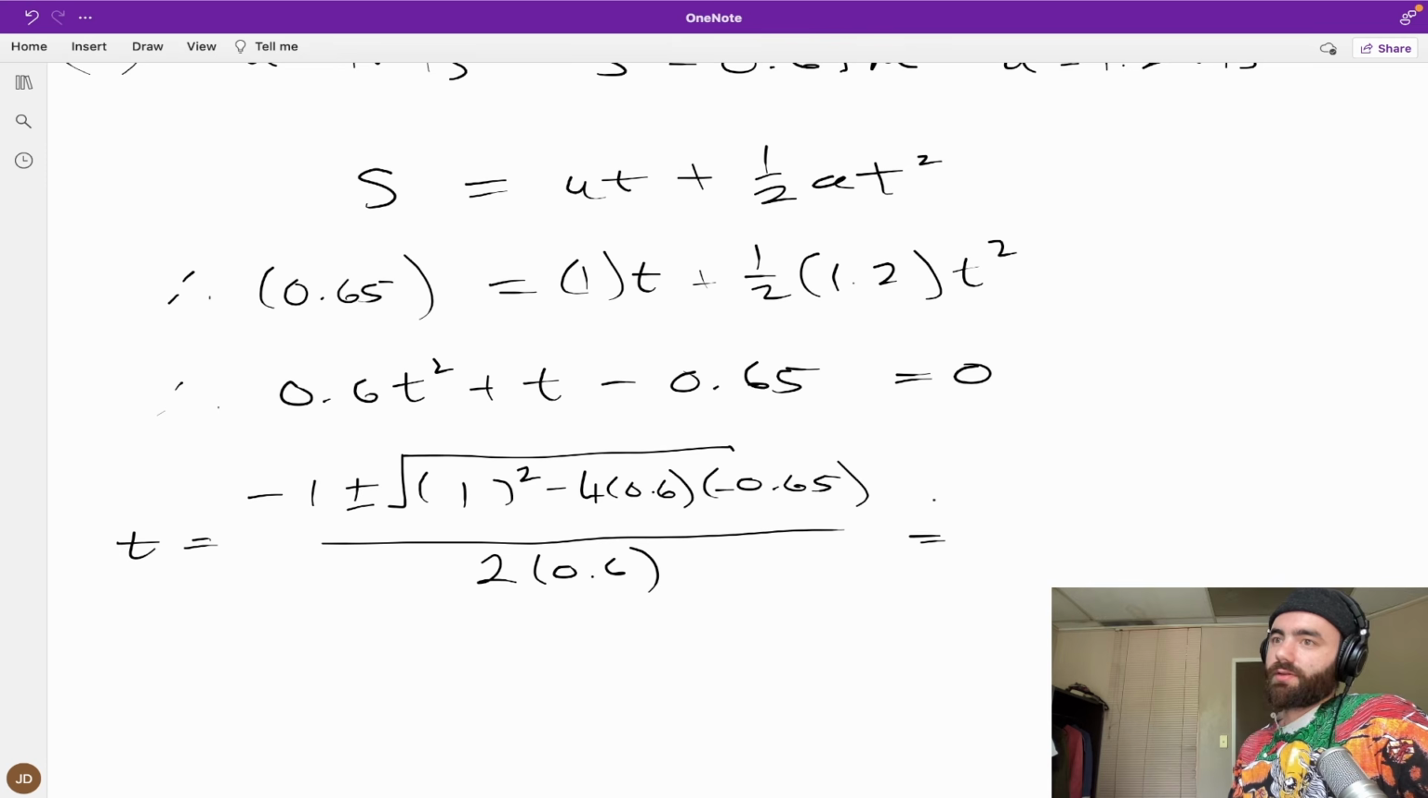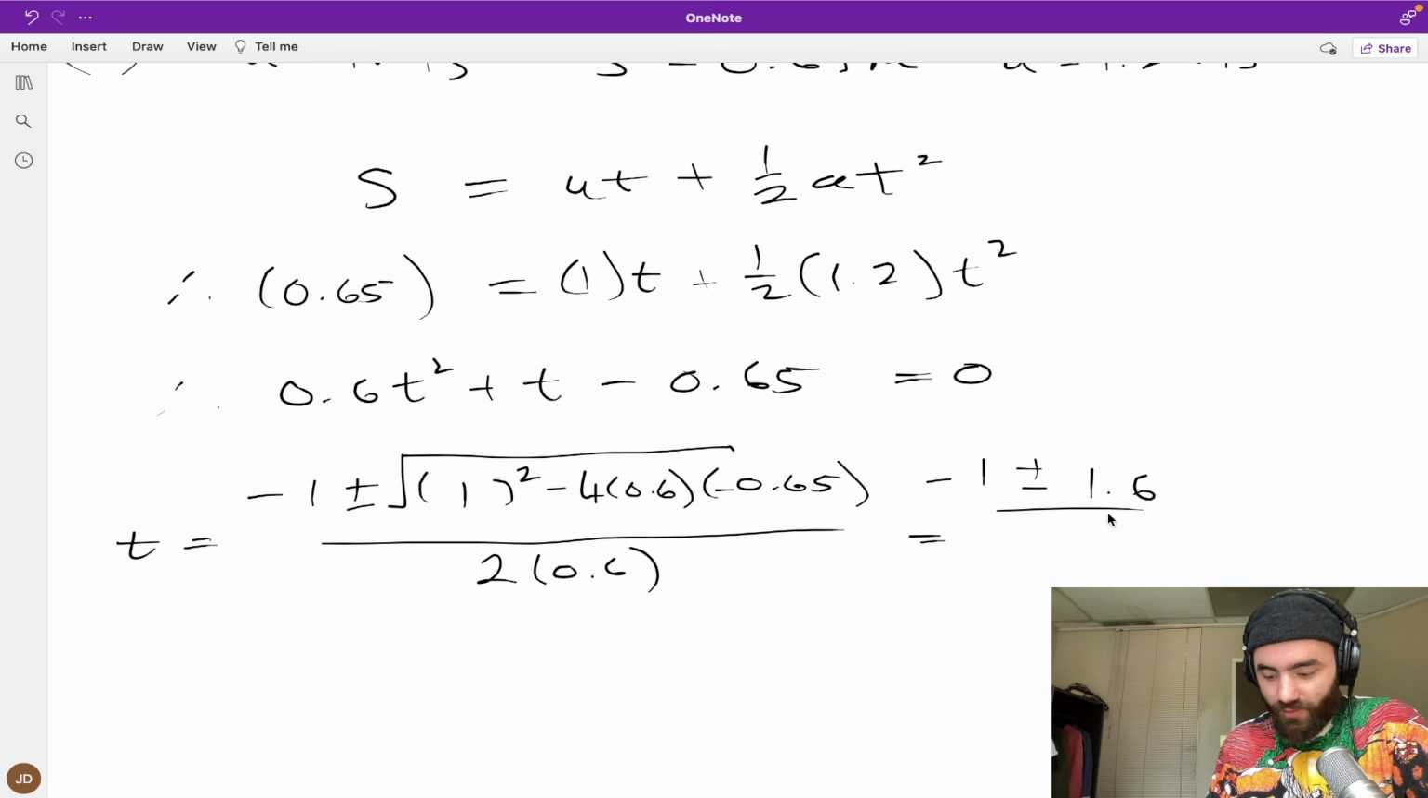Usually when you do this, it will come out as a whole number. Not always, so maybe don't rely on it. I've just done so many of these questions, I know when it's wrong. Okay, so this is minus 1 plus or minus 1.6 over 6.